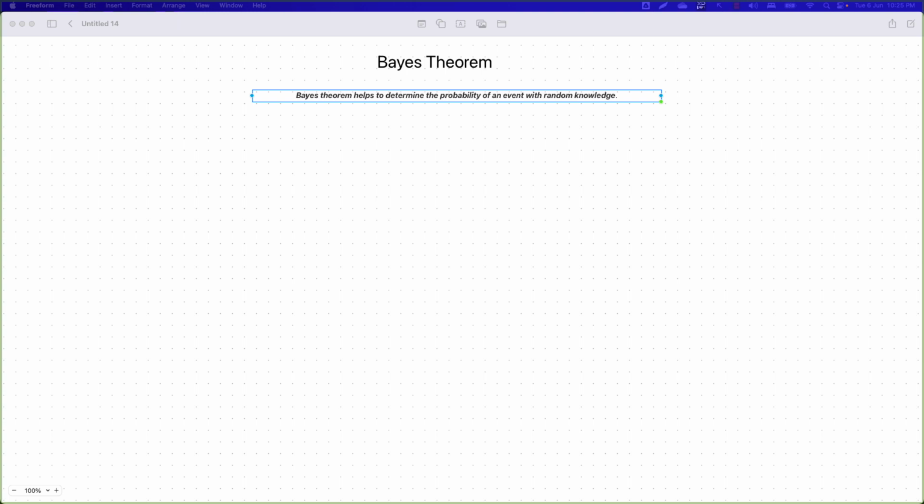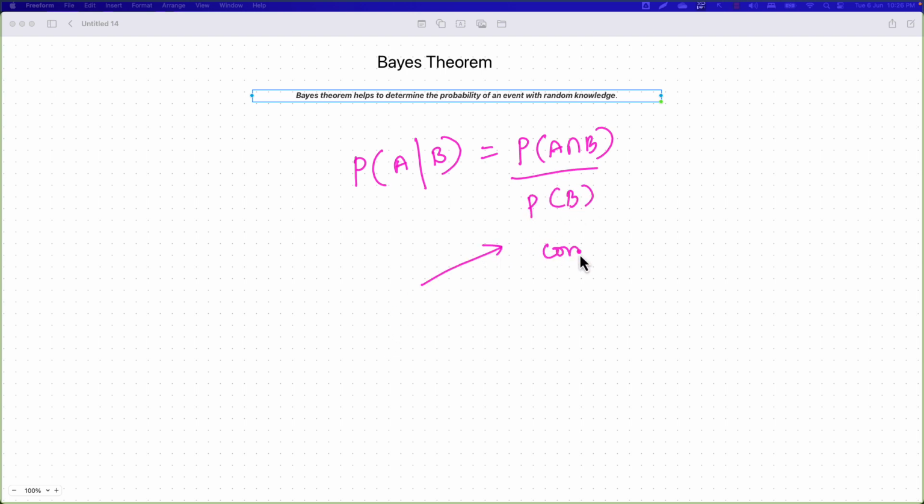Now from the definition of probability theory, when we talk about conditional probability, the probability of occurrence of an event A given event B has already occurred is actually given by the probability of A and B occurring together divided by the probability of B. So this is known as the conditional probability.